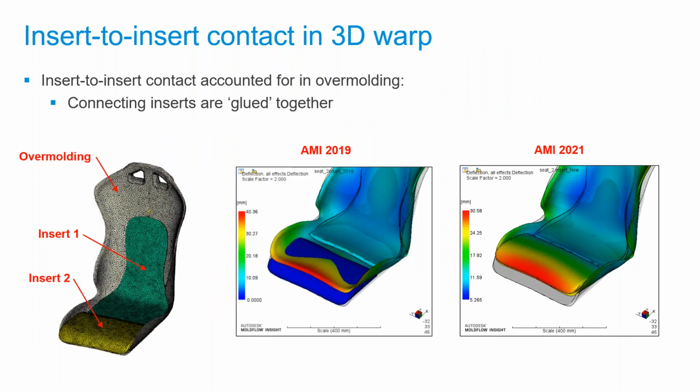Another thing that's been introduced here is insert to insert contact in 3D warp. Used to be that, as you see on the left here, we have a mesh with overmold, that's the plastic. We have insert number 1 and insert number 2, and if you had that situation, Moldflow wouldn't understand that the two inserts are somehow connected. And so you would get things like the plastic material passing through insert number 2, for example. So that's been corrected, and that shows up now properly in 2021, where everything moves as one unit in the deflection results. Essentially, these inserts are glued together.